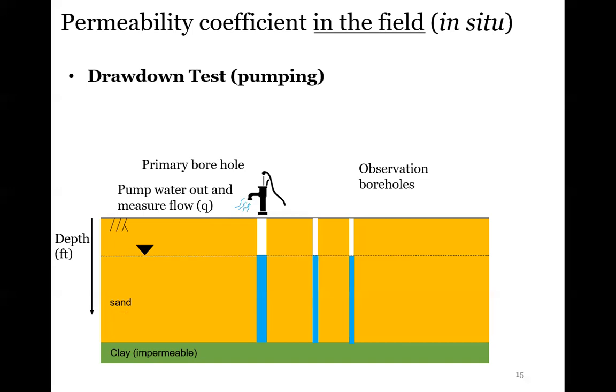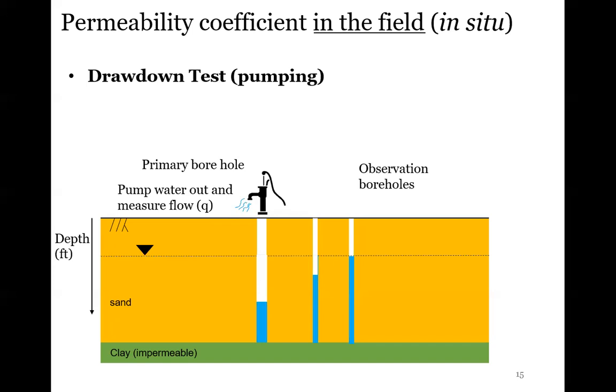So we should see that as we are pumping this, we have a drawdown, because we're sucking energy out of it. So the total head, the energy, is going down. And we see that physically through the rate here. So what we'll see in these observation boreholes is an effect from this primary borehole pumping.